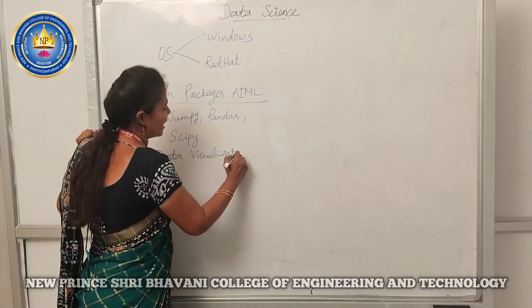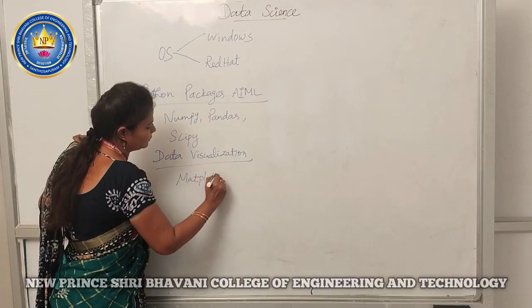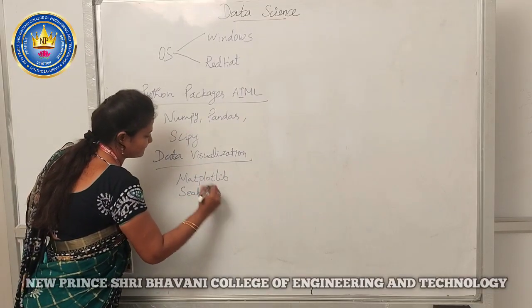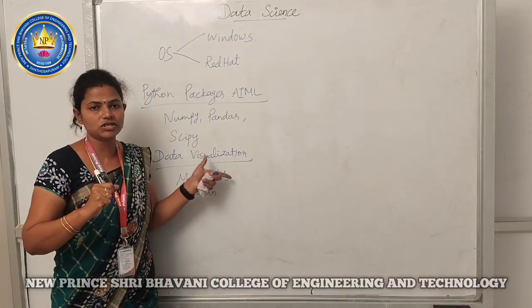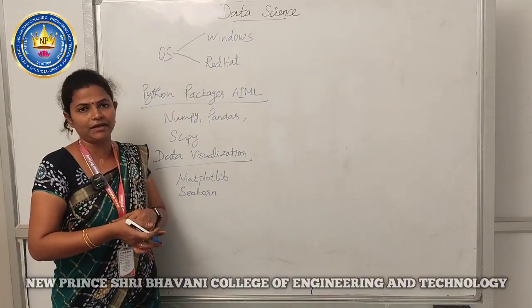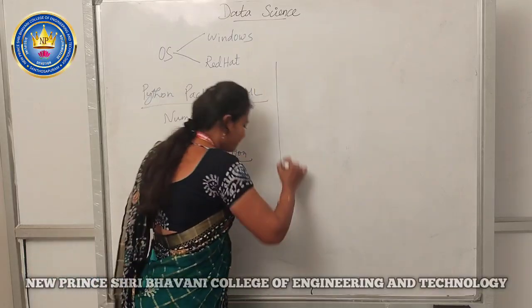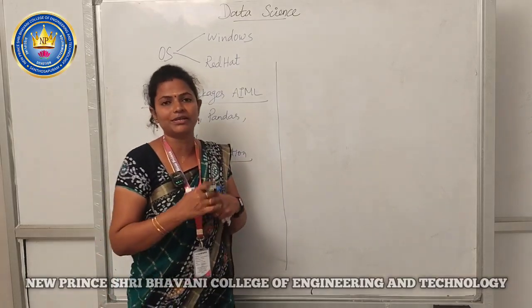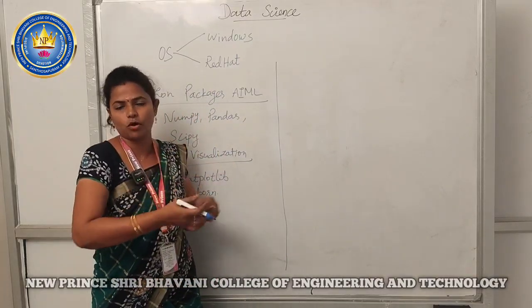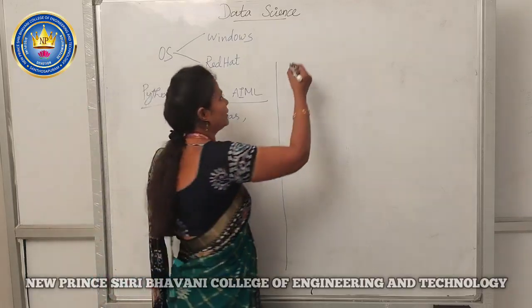For data visualization we are using the packages called matplotlib and Seaborn. These are all the packages which we use in statistical analysis. If we move on to machine learning, we use the scikit-learn package. In this session, we are going to discuss how to install these packages in Linux operating system. We are using some commands to install these packages.